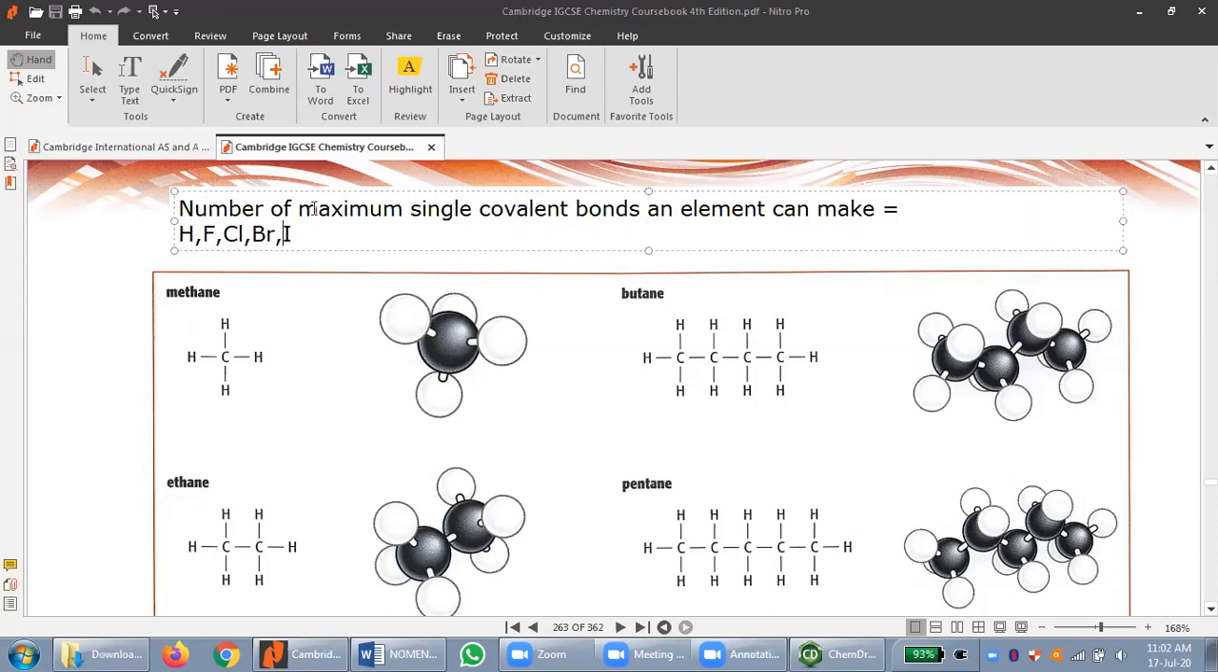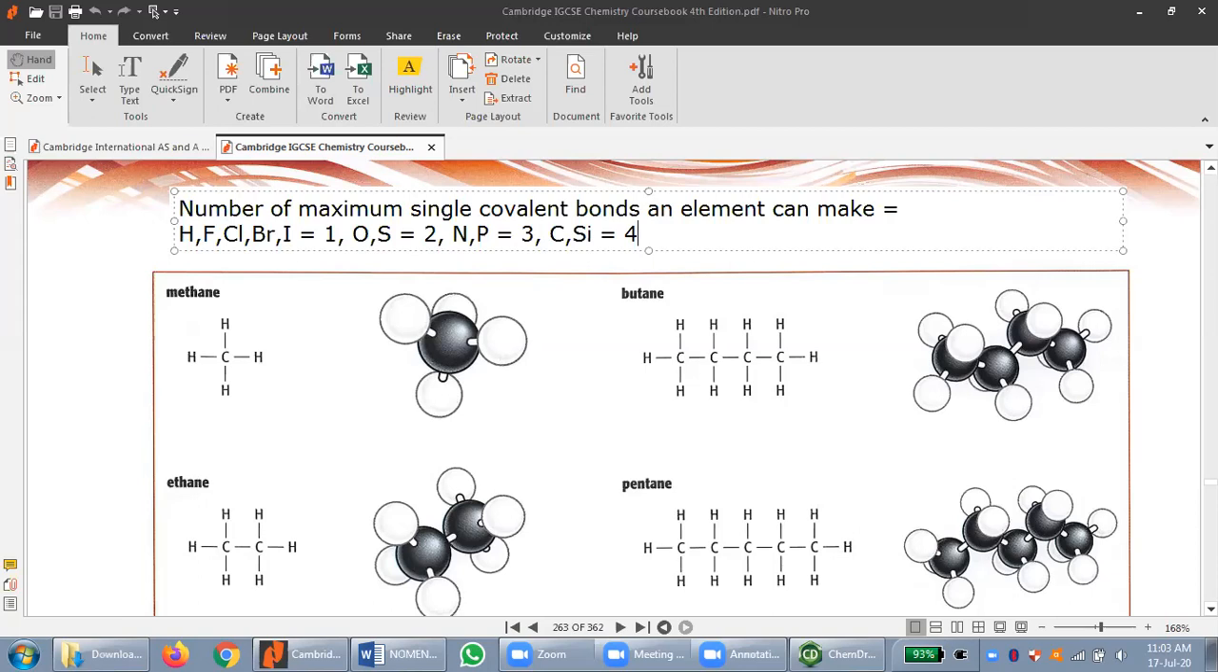These are equal to 1. O, S, they are equal to 2. Then comes N and P, phosphorus and nitrogen, they are equal to 3 each. And lastly, carbon and silicon, they can actually make 4. So that's what we are going to do.